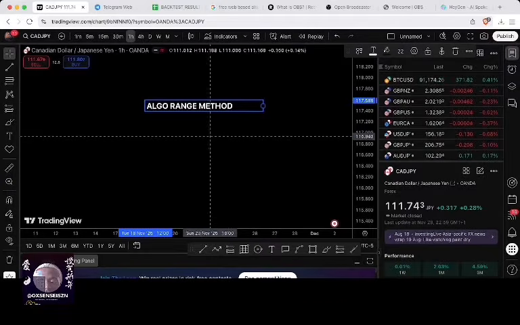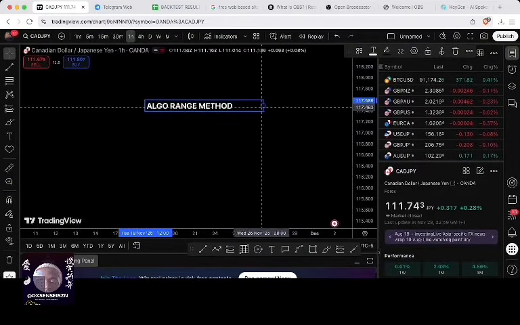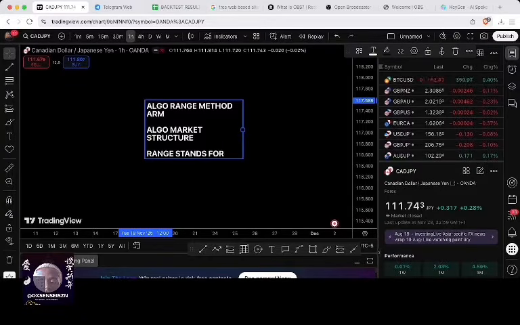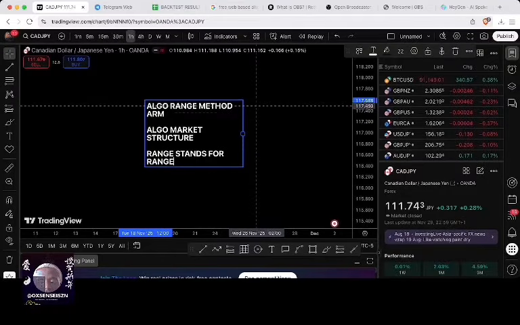This is going to be the first video in the Algo Range Method, aka RAM series. First and foremost, we want to dissect what we mean by Algo Range Method. Algo here stands for Algo market structure, and range here stands for range.